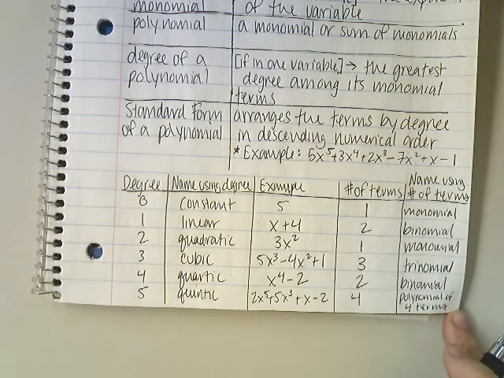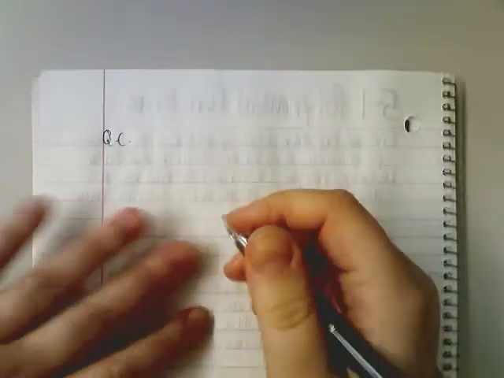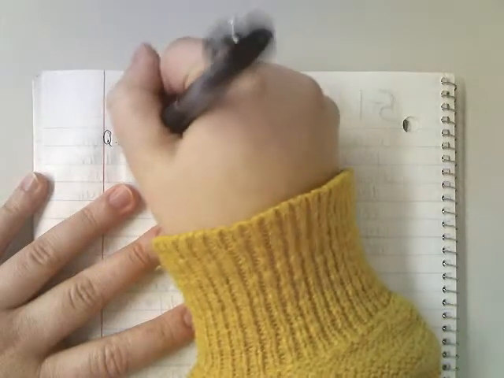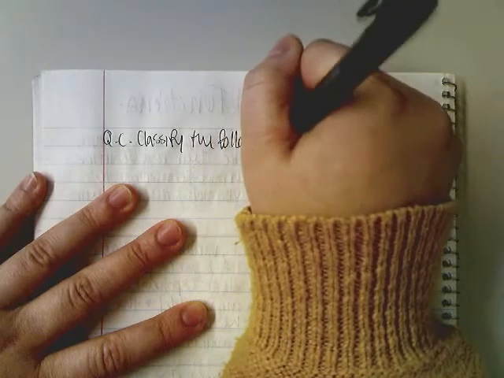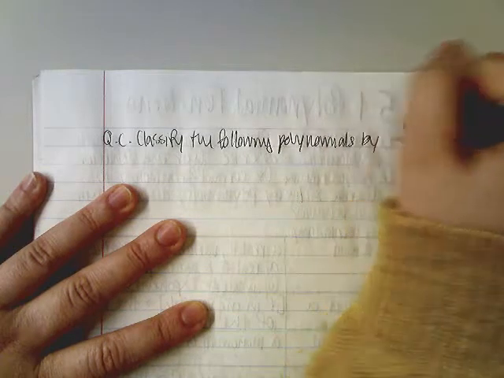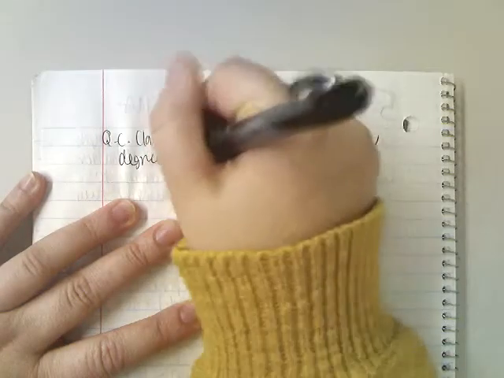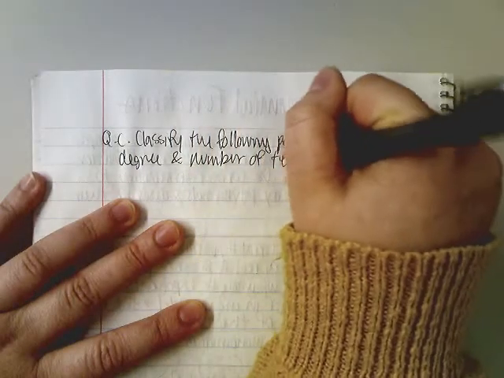All right, make sure you write down any questions, comments, concerns on this stuff. I'm going to flip the page for a quick check. So make sure you have this all written down. So our quick check, I want you to classify the following by degree and number of terms. So sort of like we were just doing with that table.